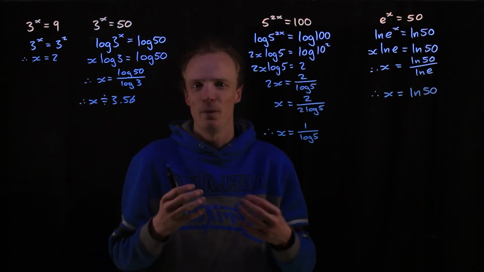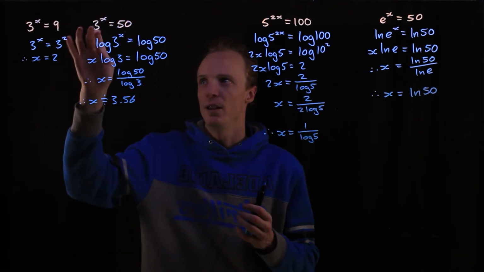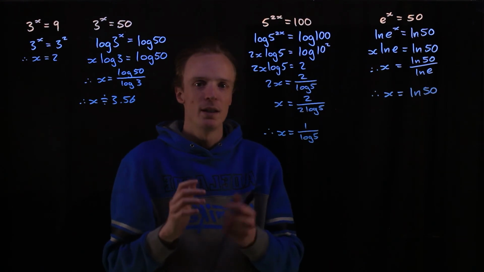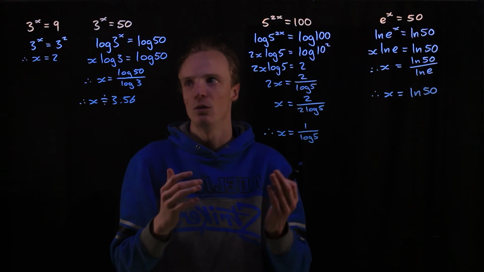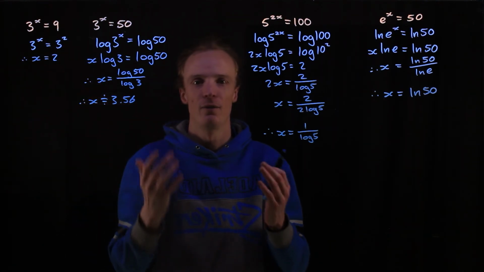So in summary, if we've got an exponential function where the unknown is an exponent, we can take the log of both sides to be able to then use our log laws to isolate the x and find the solution.